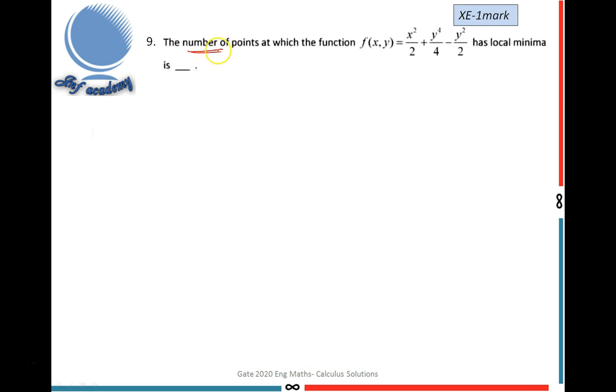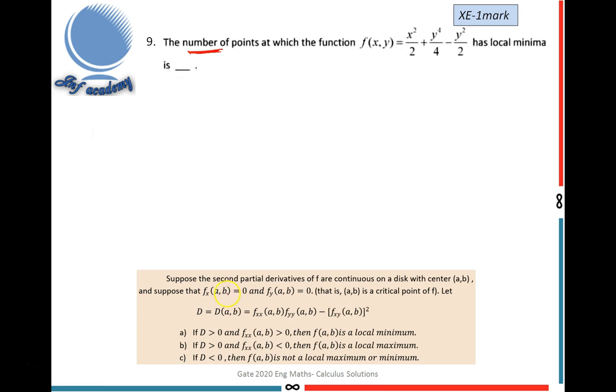Ninth problem: the number of points at which the function f of x comma y, a two variable function that is given, has local minima. Here you have to find at what points the function f has local minima. This question is from the XC department, it has 1 mark. Here a two variable function is given.